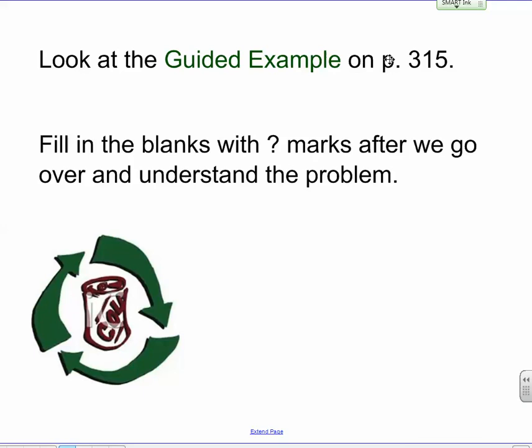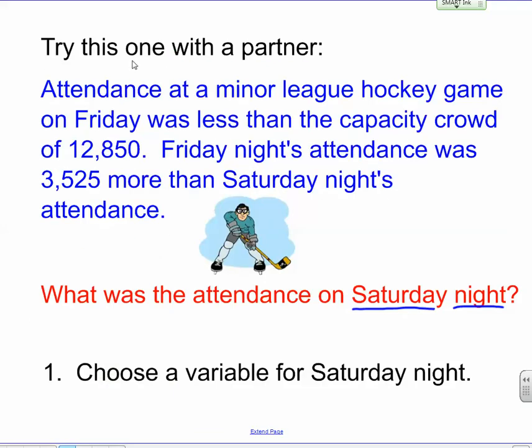Okay, the guided example on page 315, we had time in some classes for this and not time in others, so I'll just do the one that we did in all classes. So this was about a minor hockey league game, and on Friday it was less than what the stadium holds. There were less than 12,850 people, and on Friday there were more people than Saturday night. And the question is, what's the attendance on Saturday night?